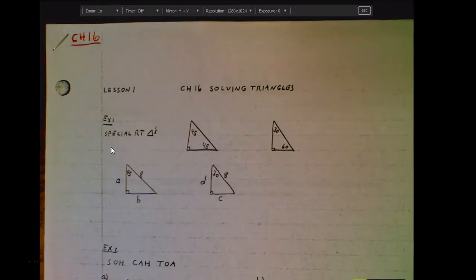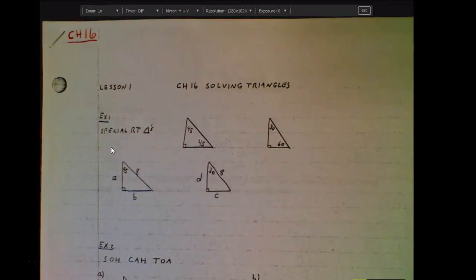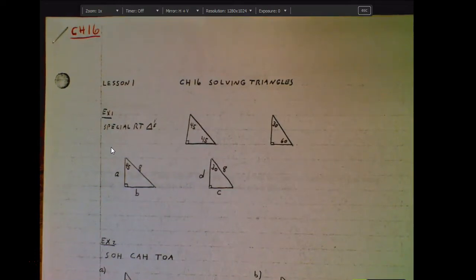All right, we're now getting into our geometry portion of math studies. So we're now in chapter 16. So here's the first lesson on this one. In the first lesson, we're just looking at right triangles and doing a couple of reminders, some things that we know about right triangles.